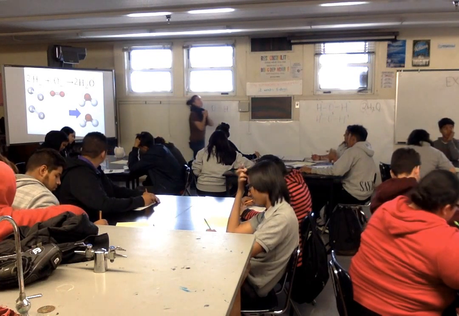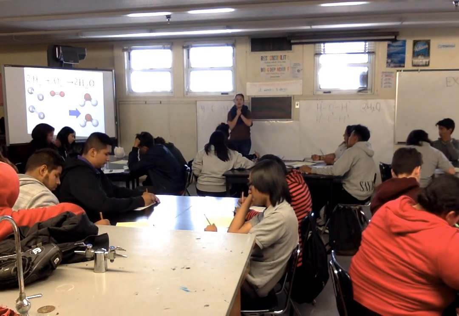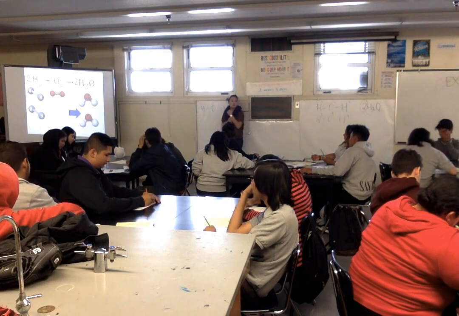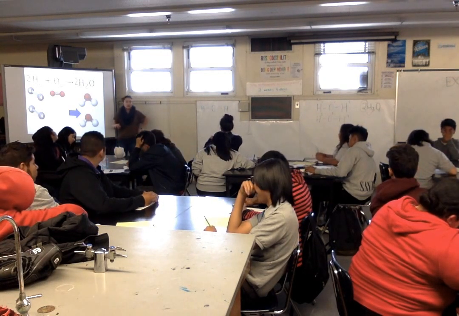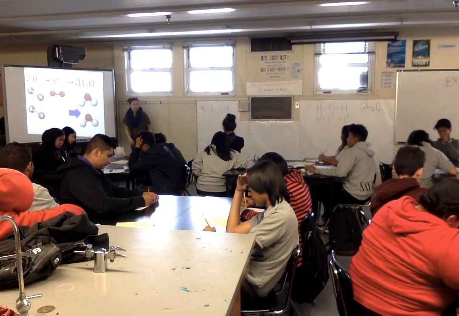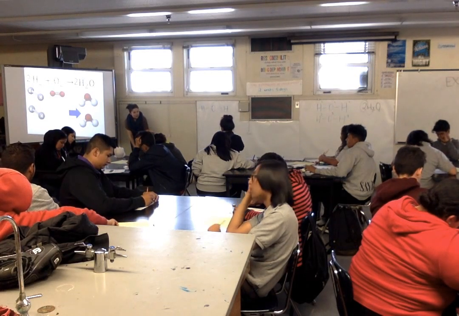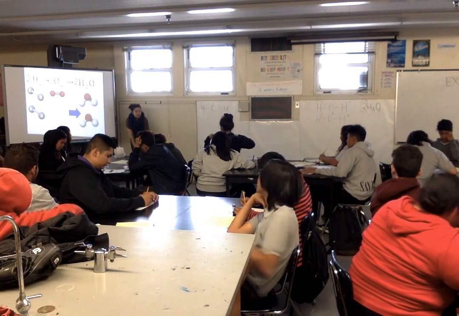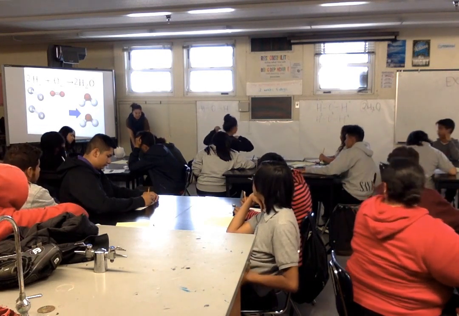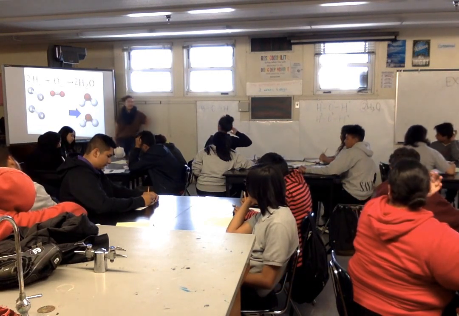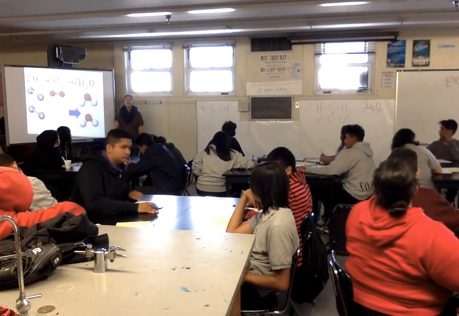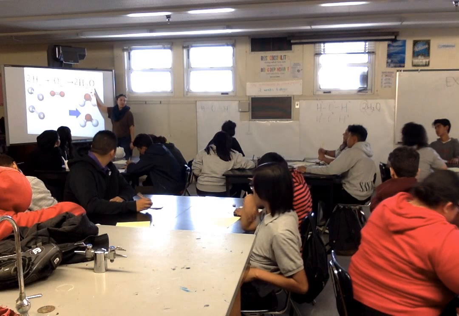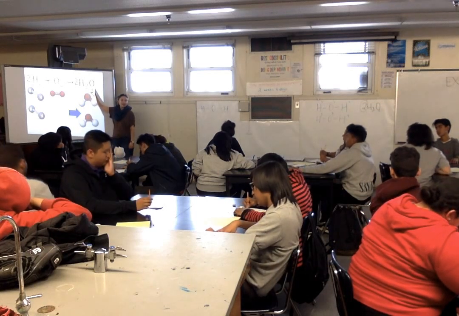How many product hydrogens do we have? And why 2, Linda? Why do we have 2 product hydrogens? Go for it, Linda. No, there's 4. And why 4? 2 times 2 is 4. 2 times 1, so how many product oxygens do we have?